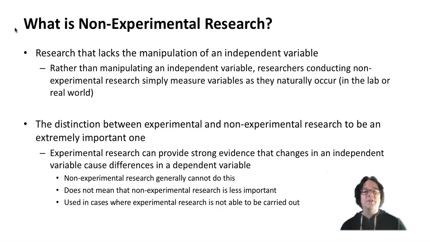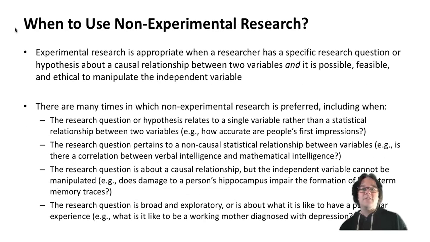To be frank, experimental research in our field of psychology is the gold standard, but there is plenty of room, plenty of space for non-experimental methods as well. We'll see a little later on that non-experimental research often leads to experimental research. But we will rely on non-experimental research in cases where experimental research is not able to be carried out, where we're not able to manipulate an independent variable because it's impossible to do, or because it would be, let's say, unethical to do. So there's definitely a place for non-experimental research in the field of psychology.